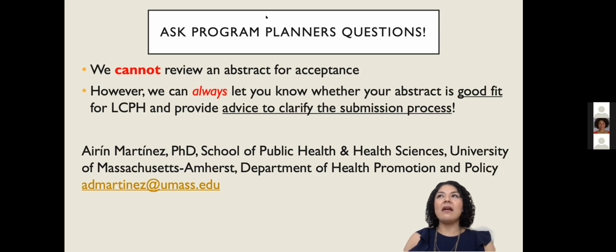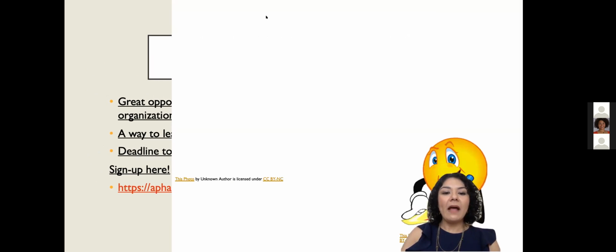My email is admartinez@umass.edu. You can also see my email on the program planning or APHA annual meeting page that I showed you, with all of the caucuses, SPIG sections, and calls for abstracts. So it's listed there as well.